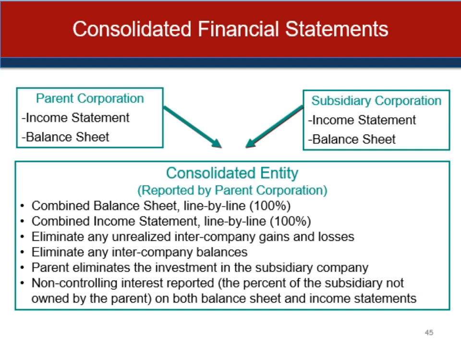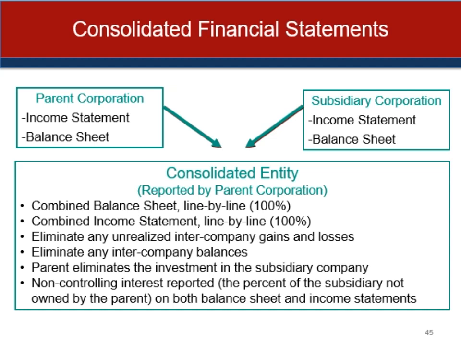The parent, on their own individual books, would record an asset called investment in subsidiary, and of course that investment in subsidiary would be allocated to all of the assets of the subsidiary upon consolidation. The investment in the subsidiary company goes away because you can't have an investment in yourself, and you're adding these two entities together to be one entity, so you would remove that investment in your subsidiary company.